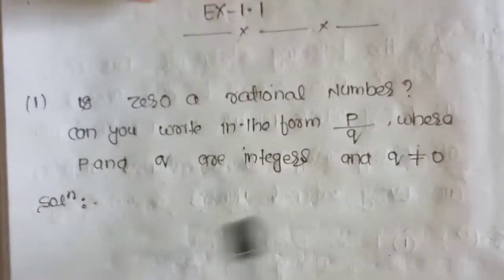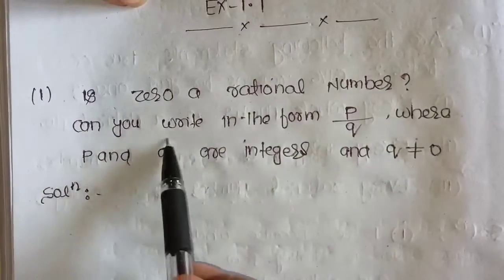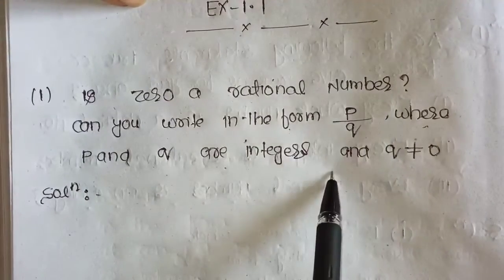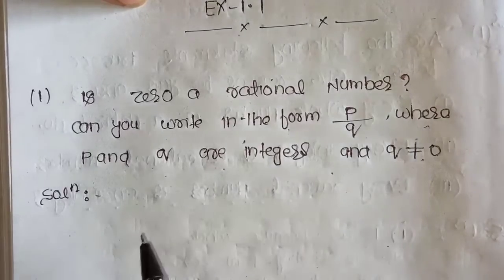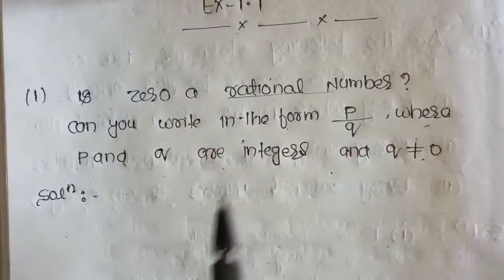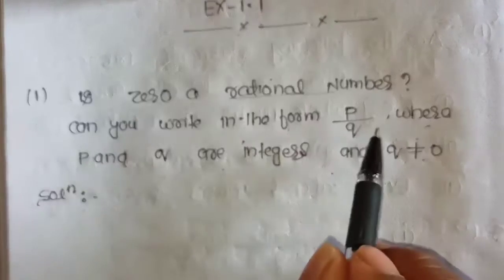Okay, the first question we have: is 0 a rational number? Can you write it in the form p by q where p and q are integers and q is not equal to 0? Students, I have already told you what a rational number is. A rational number is a number which can be written in the form of p by q.